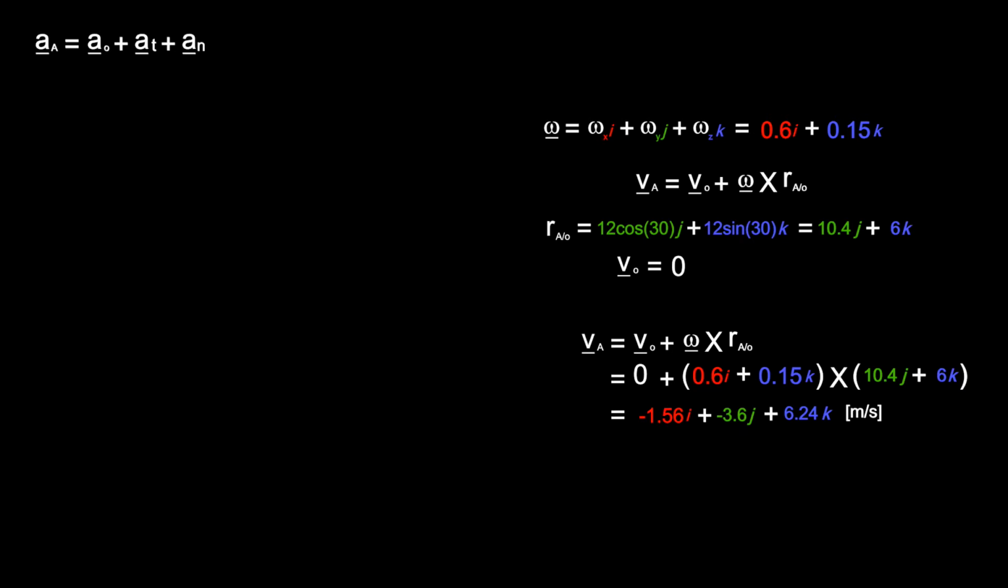Now we go to the next part, working on the acceleration of the point A. Now we have the acceleration equation, which contains the reference point acceleration and both normal and tangential components. And again, the reference point has zero acceleration. Knowing that the angular acceleration alpha is the time derivative of the angular velocity omega.